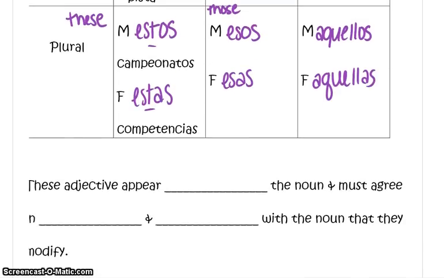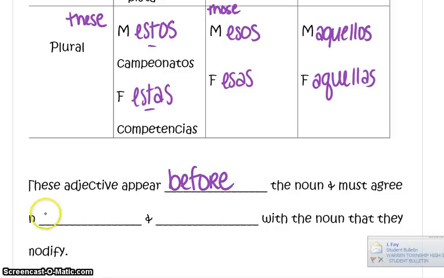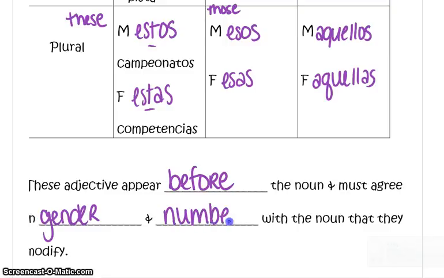So, most adjectives come after the noun in Spanish. With demonstrative adjectives, these appear before the noun. Okay, and they must agree in both gender and in number. And they are agreeing in gender and in number with the noun that they are modifying. So this bat, este bate. Este is agreeing with bate.